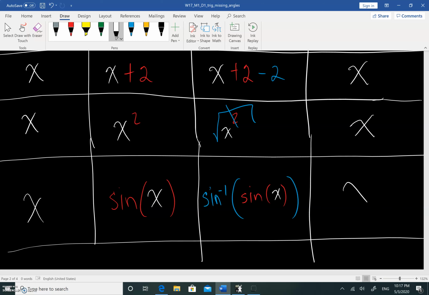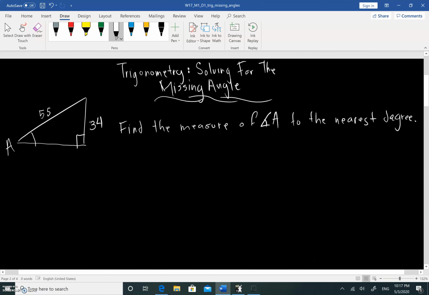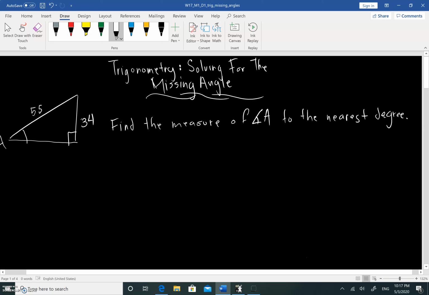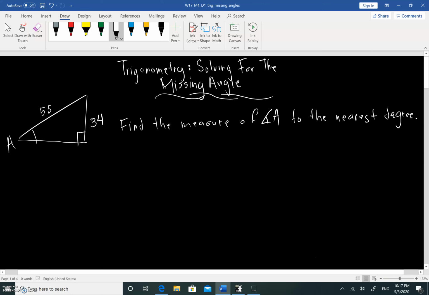In this case, it's going to be x, and that's the case for any inverse function. So okay, how is this going to help us with our problem? Well, let's look at it. We want to find the measure of A. What is the relationship between 34, 55, and the angle that we're looking for? Let's call the angle x.